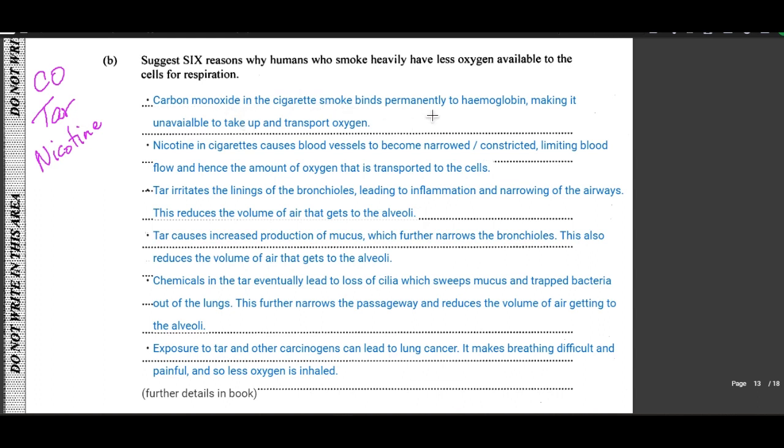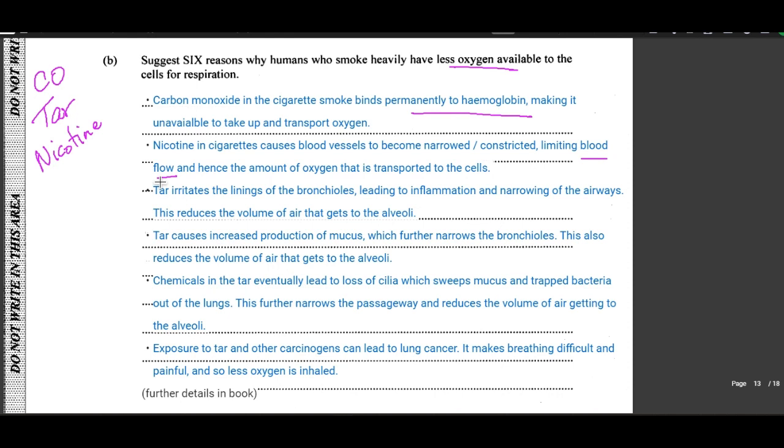The carbon monoxide is going to bind permanently to hemoglobin. So it's going to make it unavailable to take up and transport oxygen. So that is definitely going to make less oxygen available. Then I tackle nicotine. Nicotine causes blood vessels to become narrowed or constricted, and that's going to limit blood flow. And that also will reduce the amount of oxygen getting to cells.